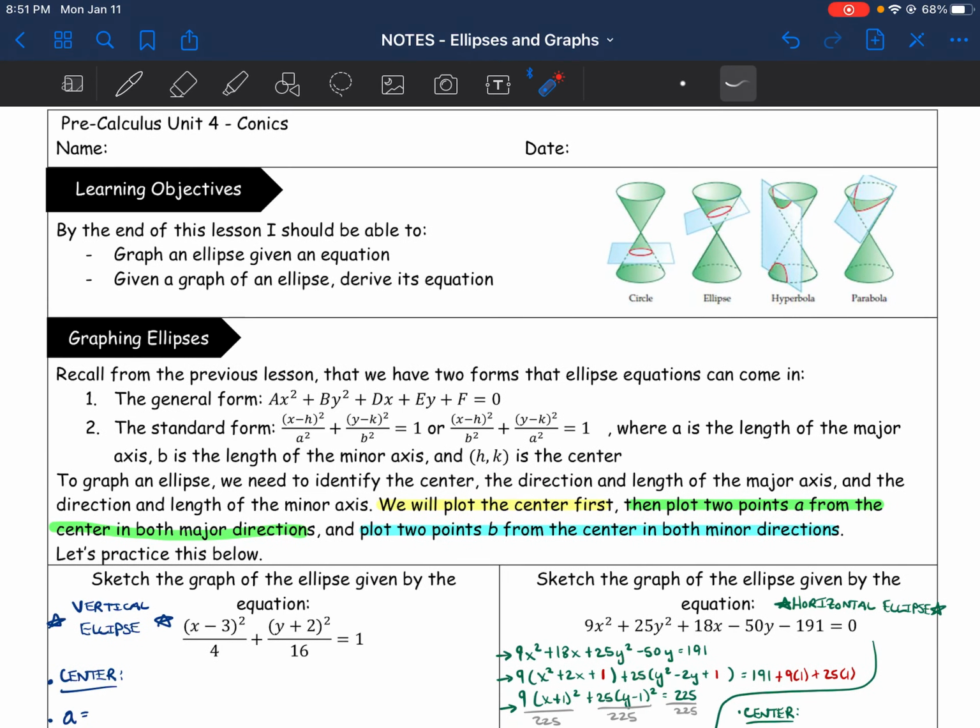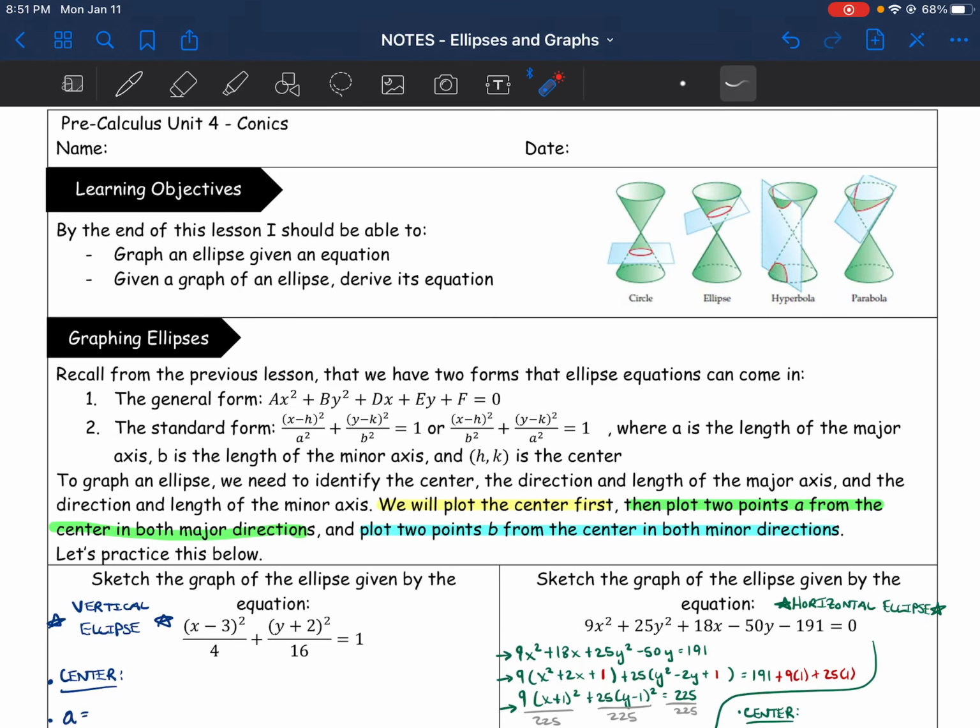So to graph an ellipse, we need to identify the center, the direction and length of the major axis, and the direction and length of the minor axis. We will plot the center first, then plot 2 points A away from the center in both directions, and plot 2 points B away from the center in both minor directions.